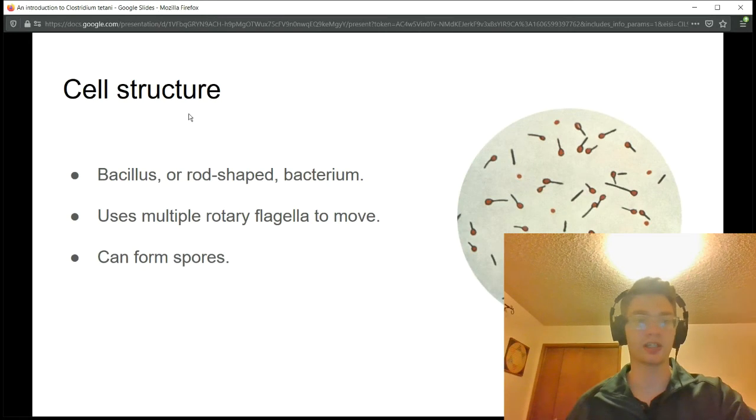As far as the cell structure, I already said it's a bacillus or rod-shaped bacterium. It's not always in this form where you see the spore here, but whenever there are actual photos of it, it's in that form normally. It uses multiple rotary flagella to move, and I've read that it's somewhat sluggish movement for a bacterium. And C. tetani can form spores, which is what you can see here. It makes the drumstick shape.